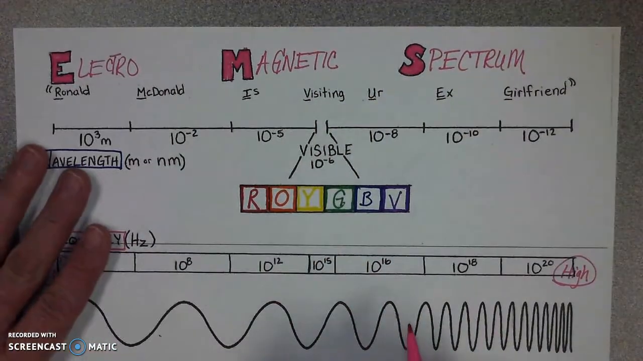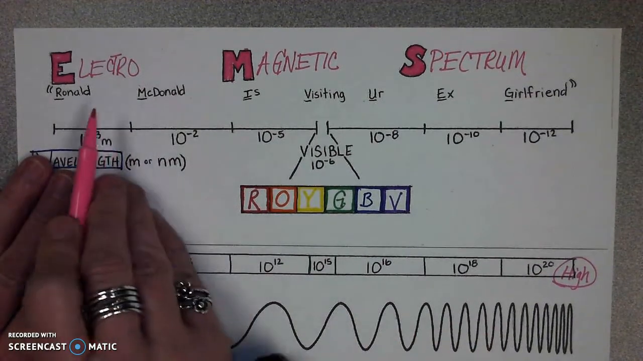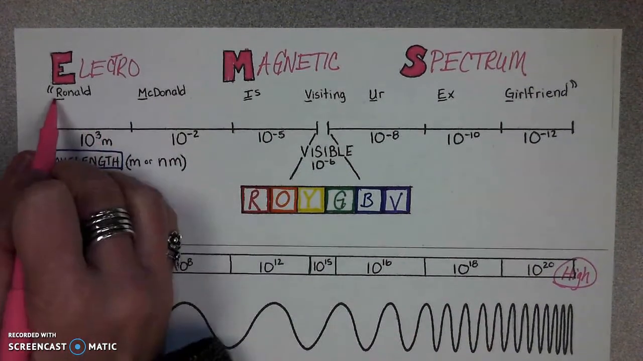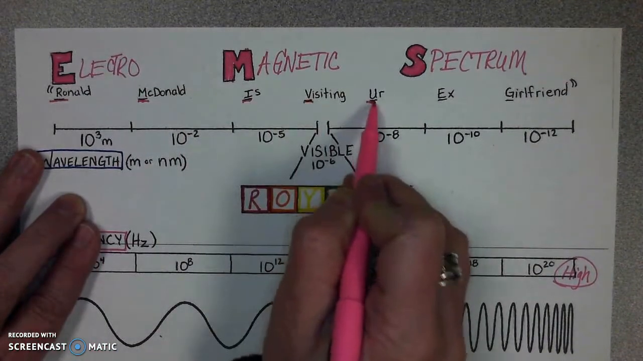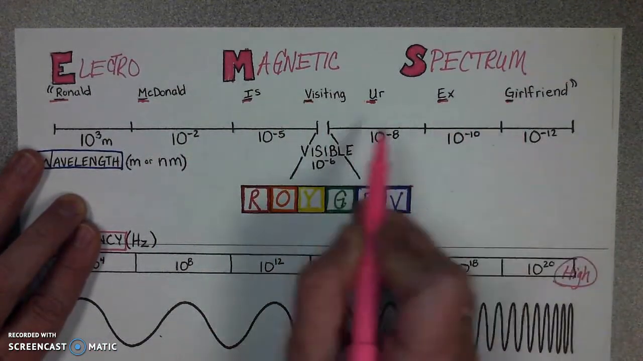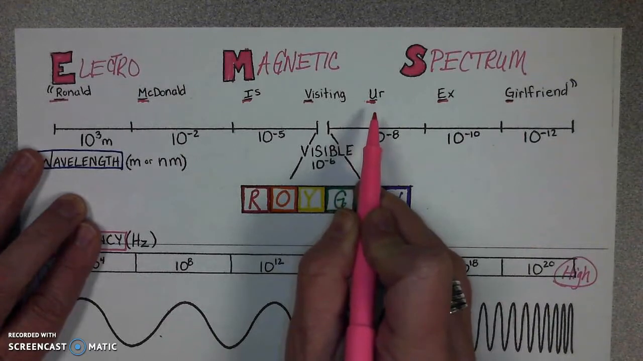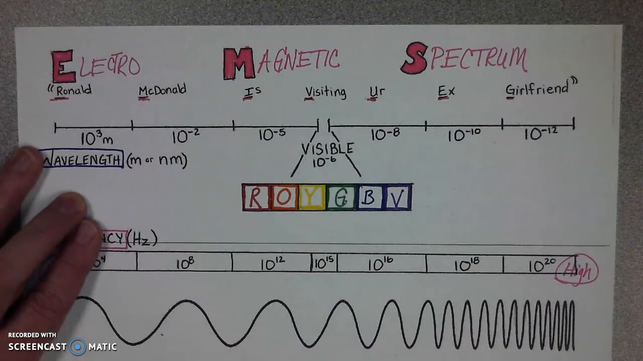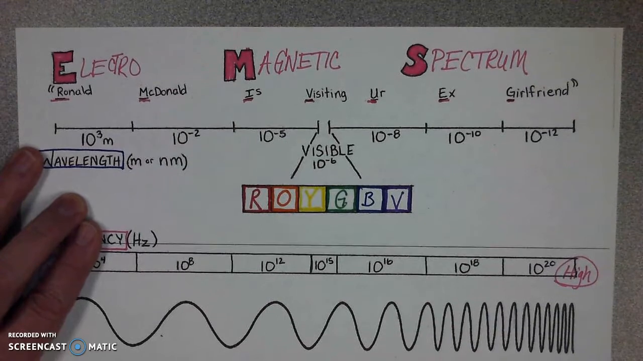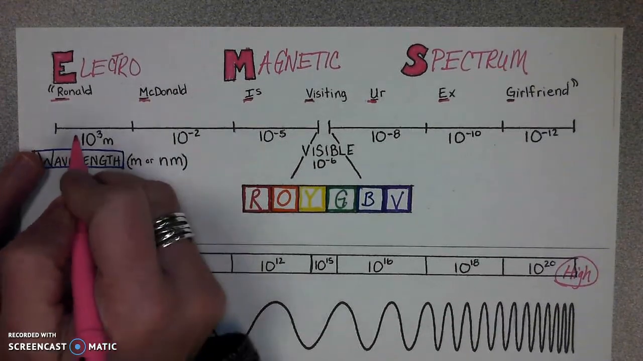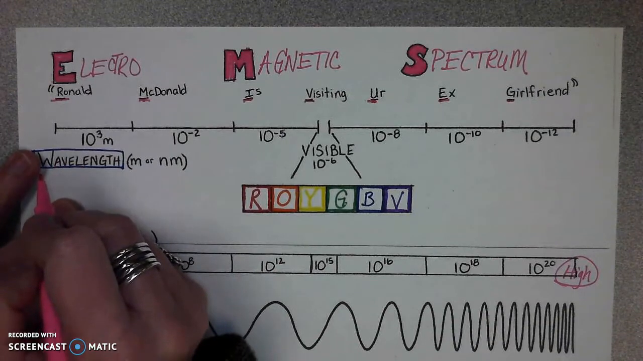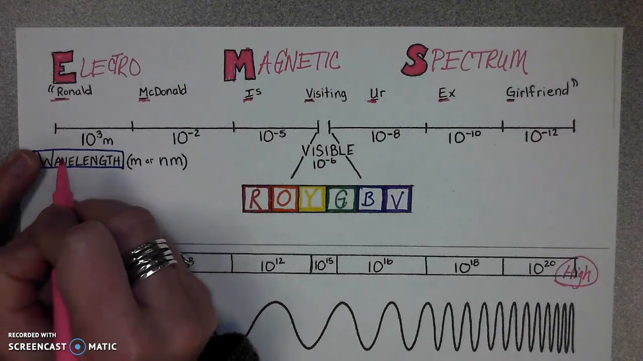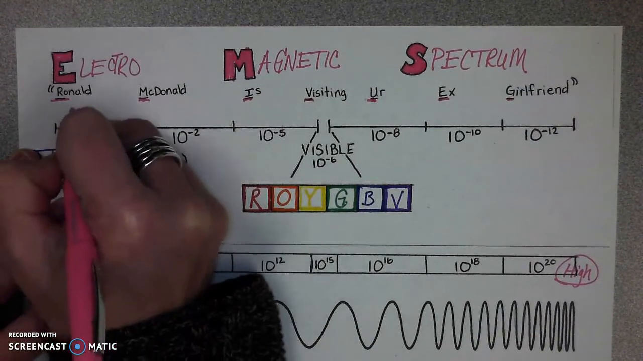All right, so we have this little acronym that we like to use called Ronald McDonald is visiting your ex-girlfriend. Obviously, this is not a real word, but we are using it just so that we can help keep everything simple for you. This is going to help you remember the order of your waves, and this is going to be essential when it comes to doing worksheets and test time, so you're going to want to know your order, and this is a great way to remember it.